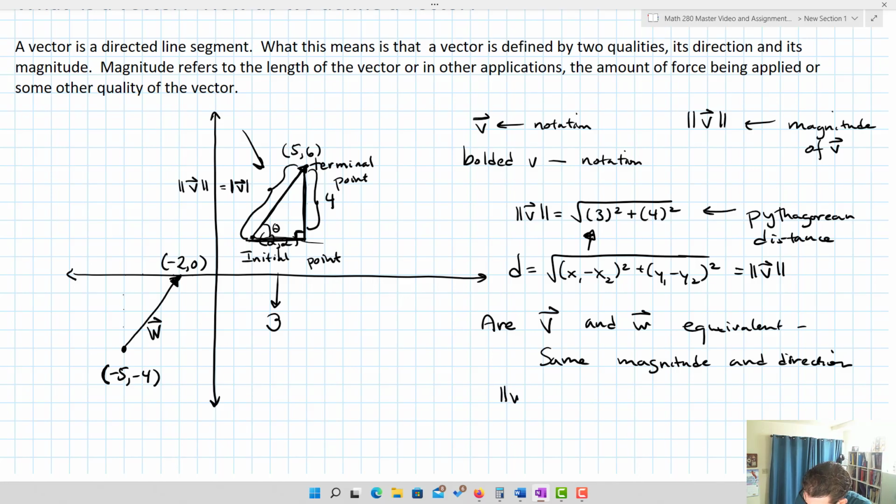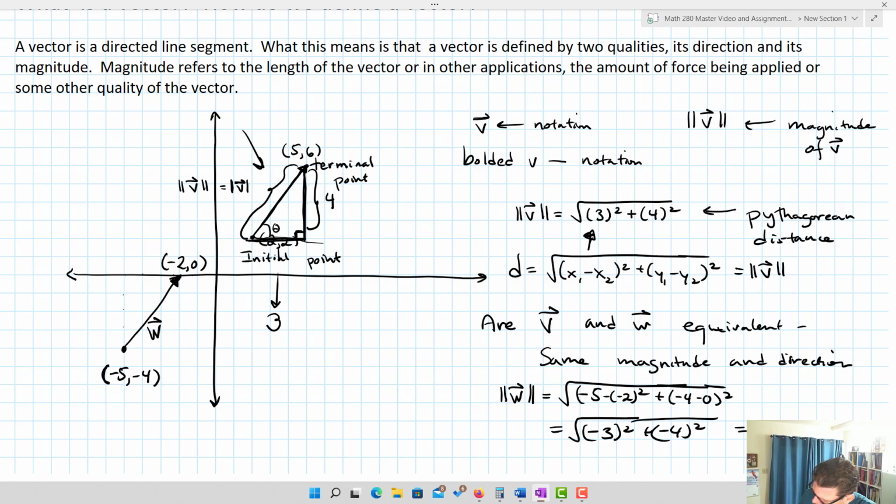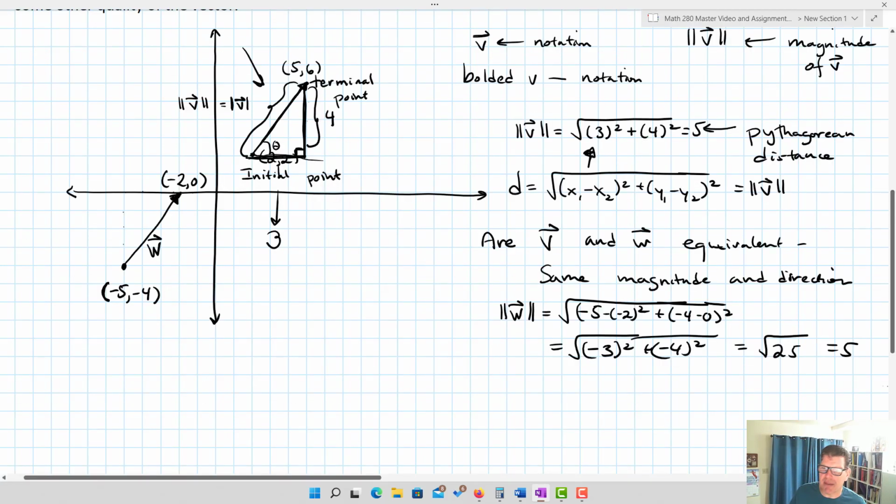So the magnitude of w, we're going to use that Pythagorean distance, and it's going to be the square root of (-5 minus -2) squared plus (-4 minus 0) squared, which is equal to the square root of (-3) squared plus (-4) squared, which is the square root of 25, which equals 5. And I know I didn't finish this up, but this magnitude right there actually turns out to be 5 as well. So what we see is that they have the same magnitude.